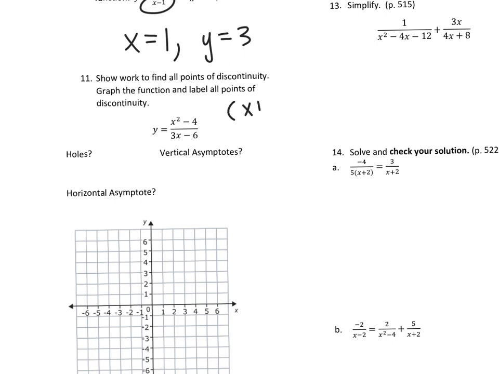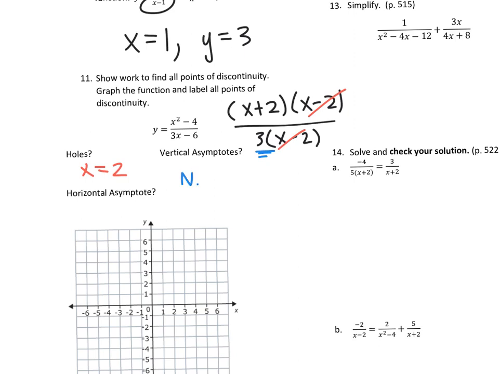What you want to do is factor out the numerator, and then factor out the denominator. Holes take precedence. So the hole is going to be at x equals 2. After you find the hole, set your denominator, after you cancel out the hole, equal to 0. But you can't set 3 equal to 0, so there's not going to be a vertical asymptote.